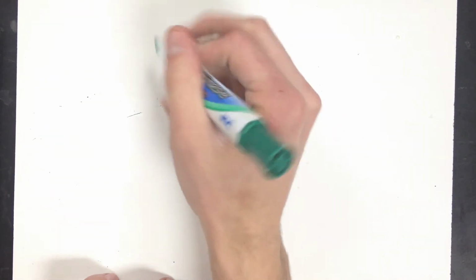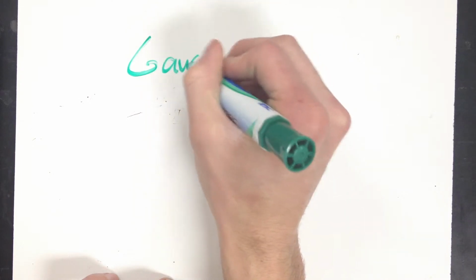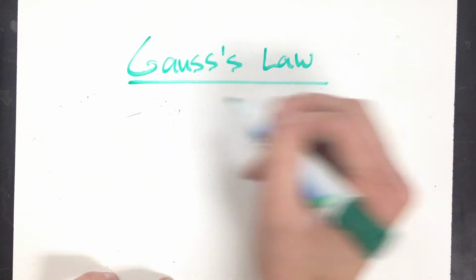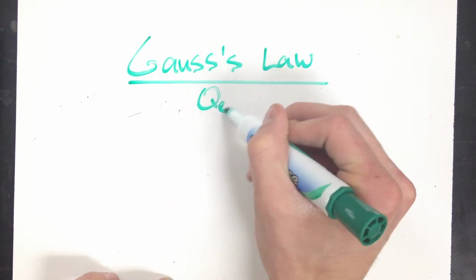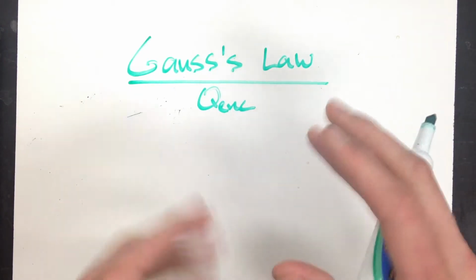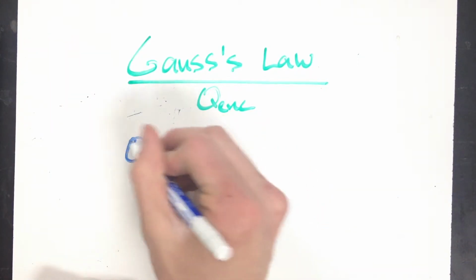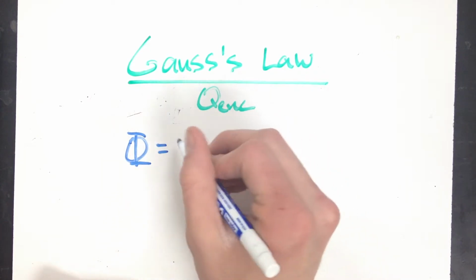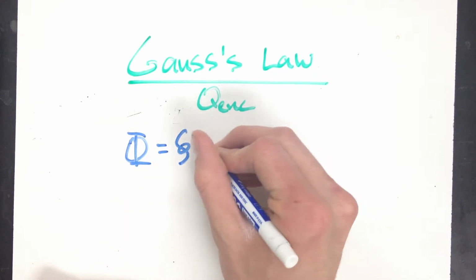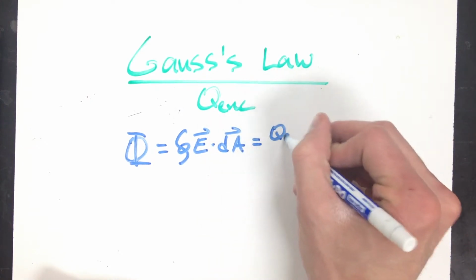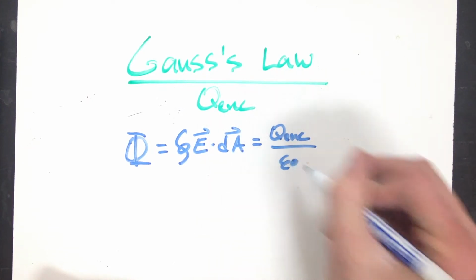Hello learners, and welcome to a video tutorial where we are going to talk about Gauss's law, and specifically I want to talk about the Q enclosed, the charge that's enclosed by our Gaussian surface whenever we are utilizing Gauss's law. So Gauss's law states that the total flux is going to be equal to the closed area integral of E dA, which is equal to, we've been saying, the Q enclosed over epsilon naught.